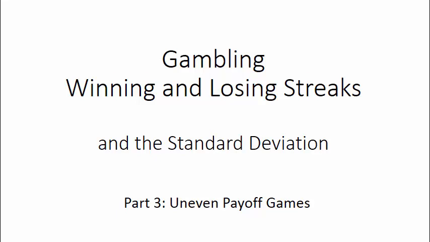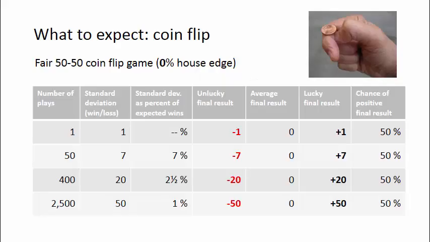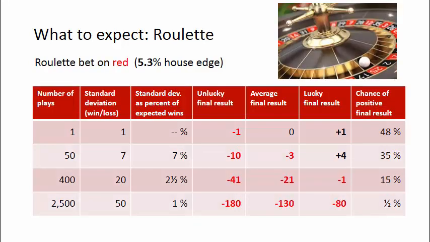Gambling, winning, and losing streaks, and the standard deviation. Part 3, uneven payoff games. In Part 1, we saw how the deviation in the expected return changes with the length of play. In Part 2, we saw how this applies to games where the house has an advantage.